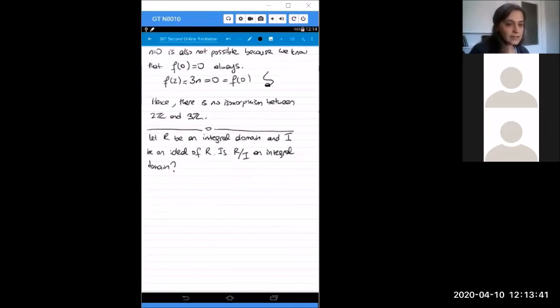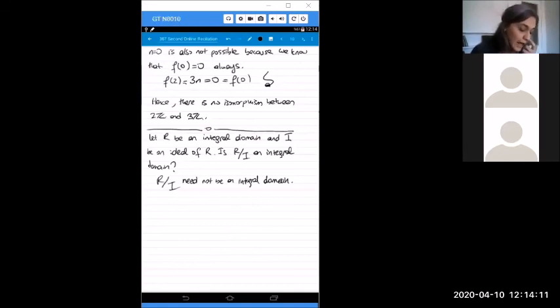Actually, if there are no answers coming, the answer is no. R over I need not be an integral domain. If we say that, we have to give an example.